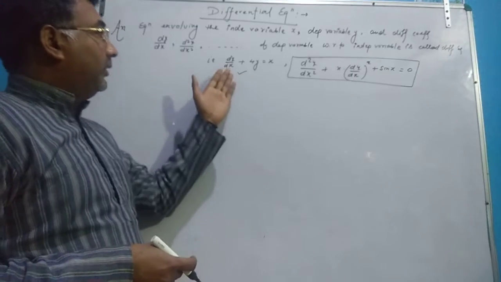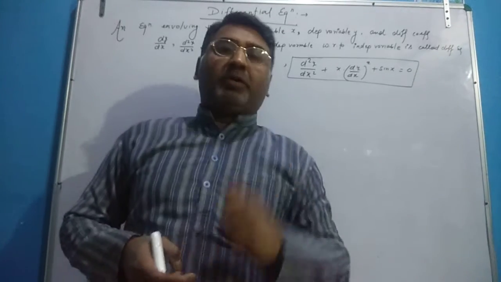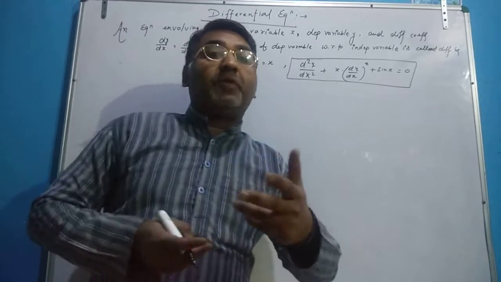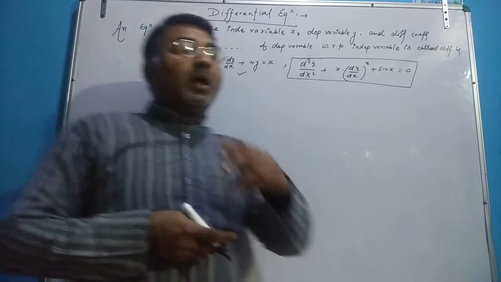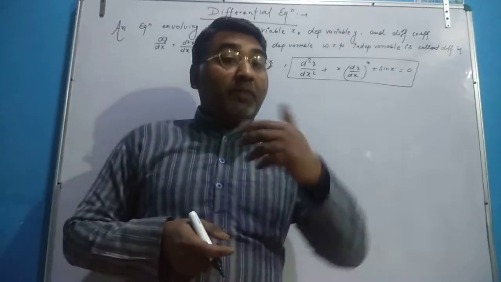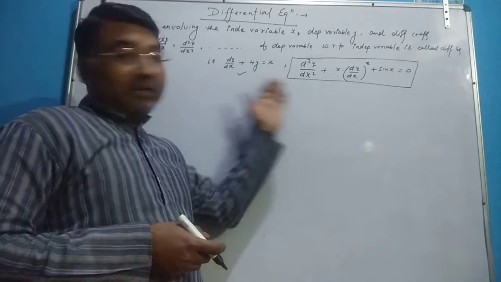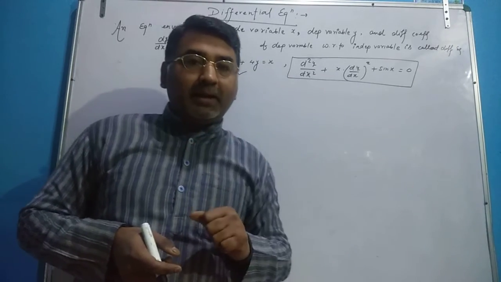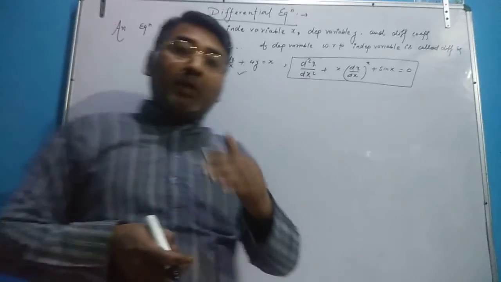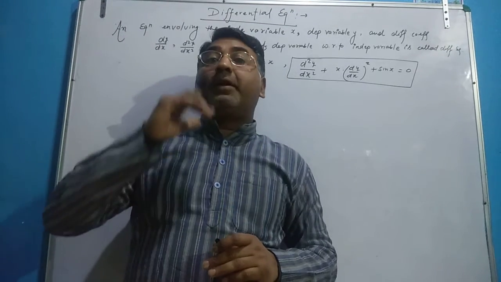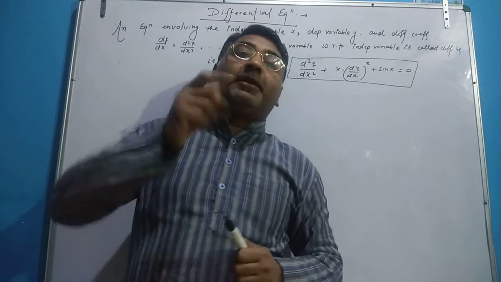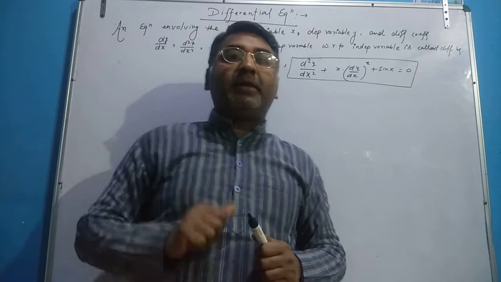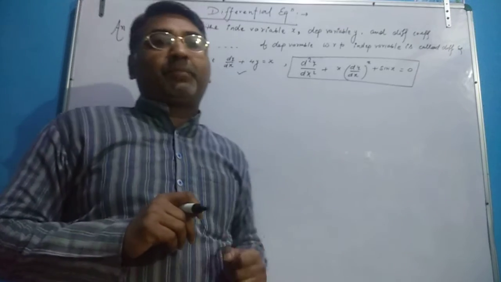Right? So what is basically the meaning of order? Order is the highest derivative of the function. That means the highest order of the derivative in that expression is the order, right? And degree is the maximum power, the exponent, of the highest order derivative. That means the power of the highest order derivative is known as the degree, right?